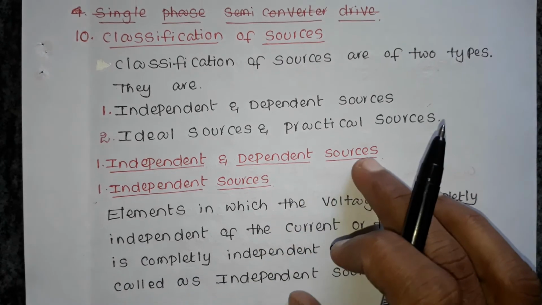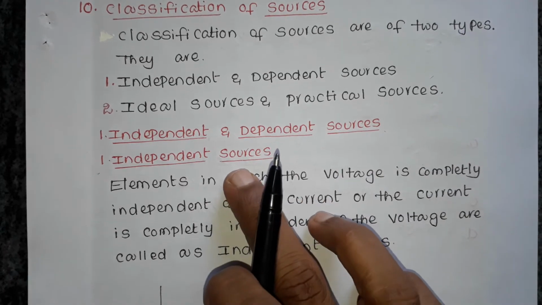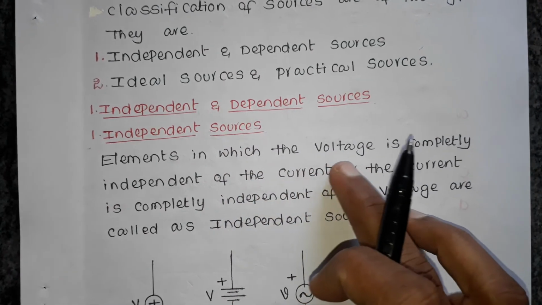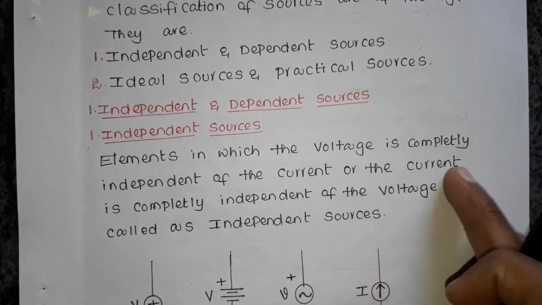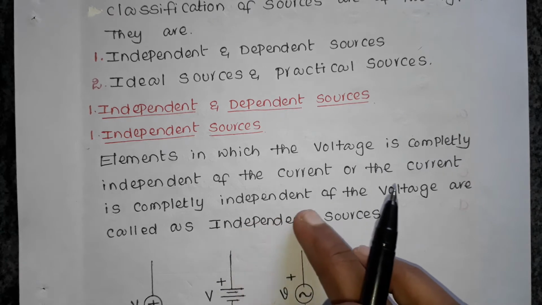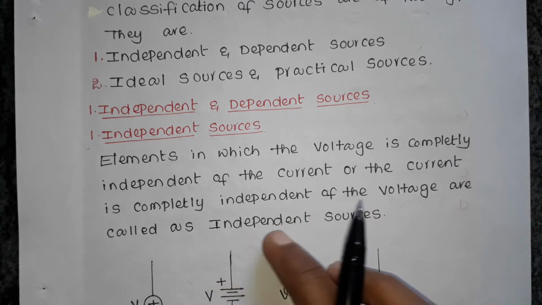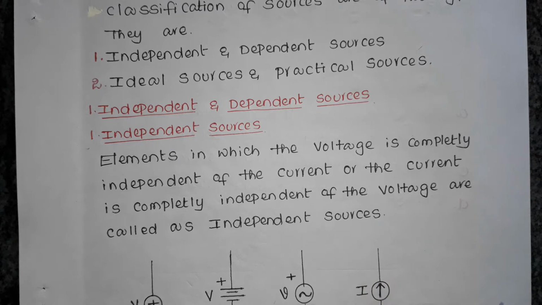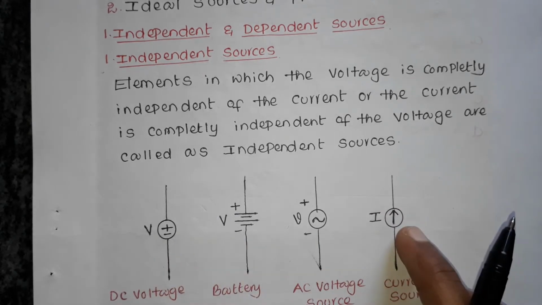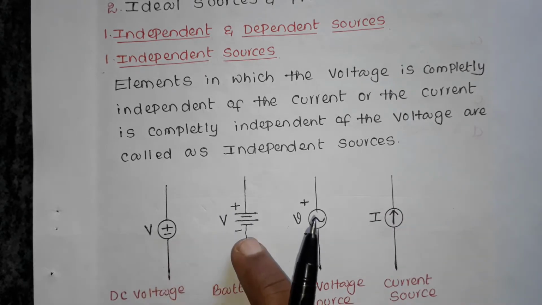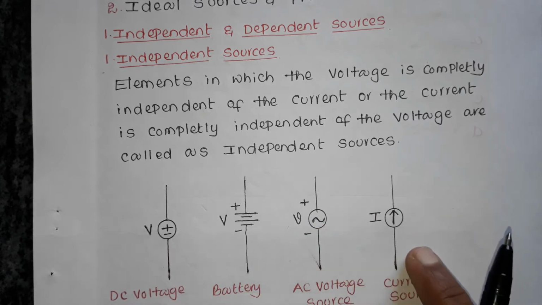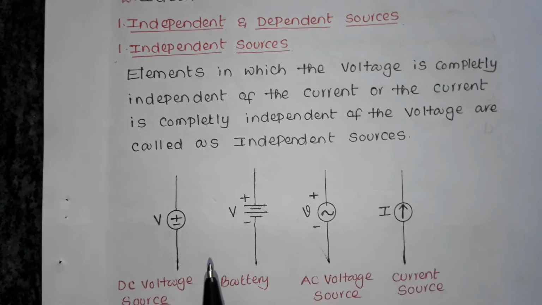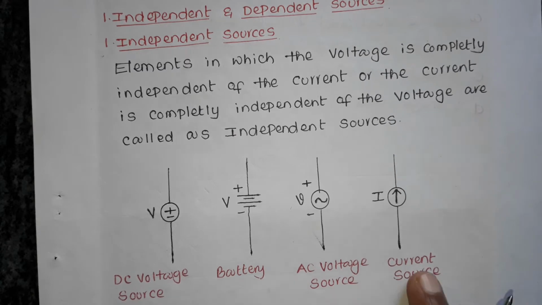So, independent and dependent sources. Independent sources are elements in which the voltage is completely independent of the current, or the current is completely independent of the voltage. These are the different independent sources: voltage source, this is a battery, this is an AC voltage source, and a current source. These are not at all depending on any voltage or any current. This is a DC voltage source, this is a battery, this is an AC voltage source, and a current source.